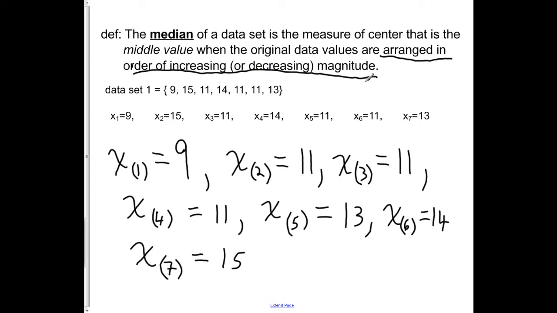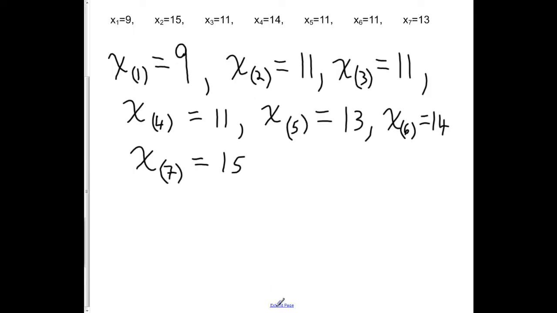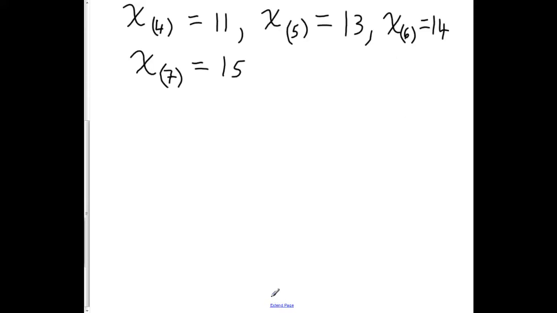In order to find the median, you first have to find the order statistics. You first have to list the data values in increasing order. Once you have your data values in increasing order, the next step is to find n. The largest data value's subscript is going to be our n. So n is equal to 7. What we want is to figure out what half of n is. If we can figure out half of n, we found the middle of the data set. So all we have to do is take n and divide it by 2.